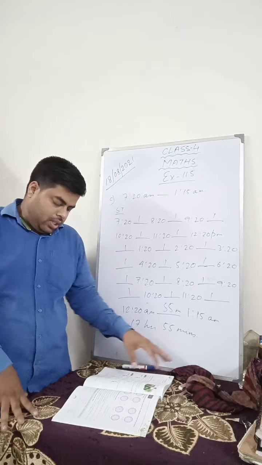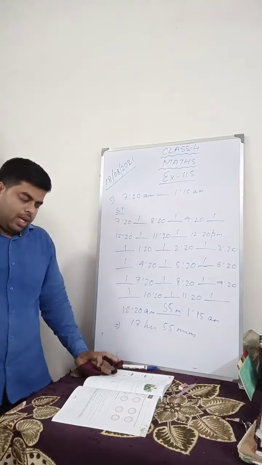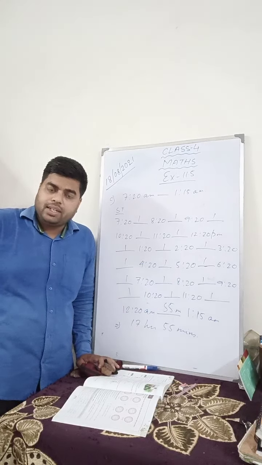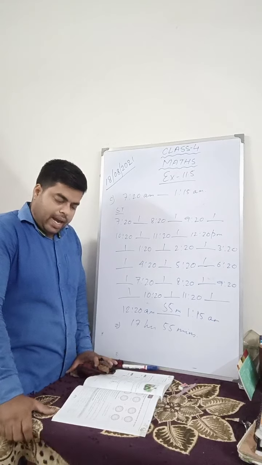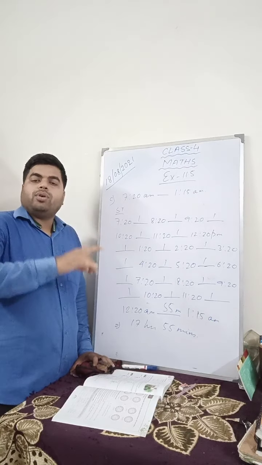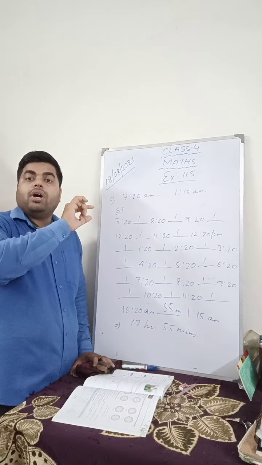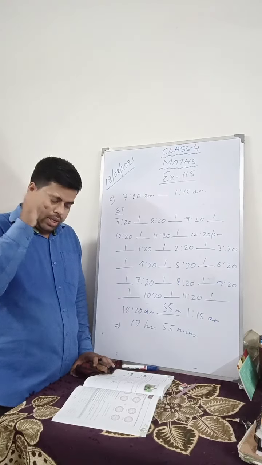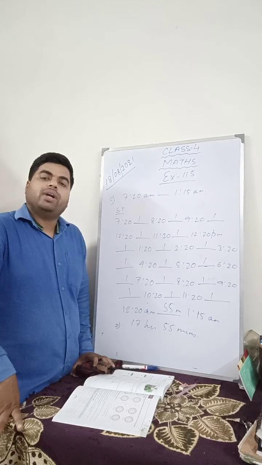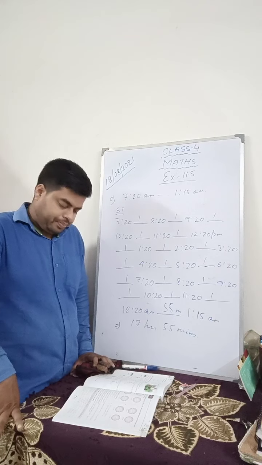In the word problem also, you see question number 3. Amol reaches school at 8:30 AM. That means the starting time is 8:30, and he leaves at 2:30 PM, so the ending time is 2:30. You have to calculate the time gap from 8:30 AM to 2:30 PM. Whatever the time gap, you have to find out.